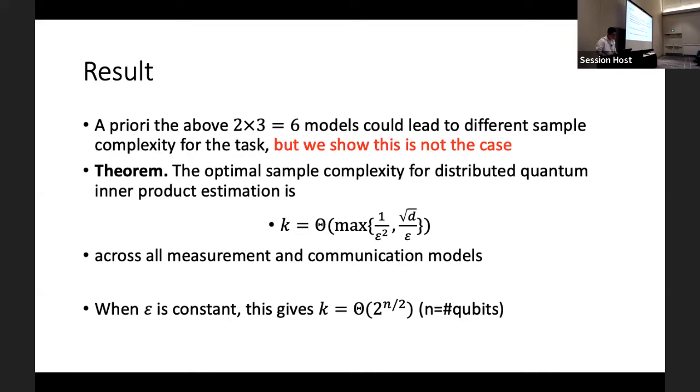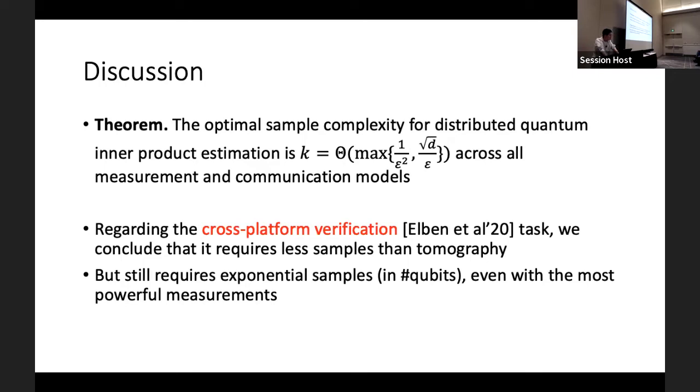So let's try to understand what this result means. First, regarding the cross-platform verification task, we conclude that it requires fewer samples than tomography, because √d represents a savings compared with d² or d³. But this task still requires an exponential number of samples in the number of qubits, even with the most powerful measurements allowed by quantum mechanics. So this means that this task is not scalable in general.